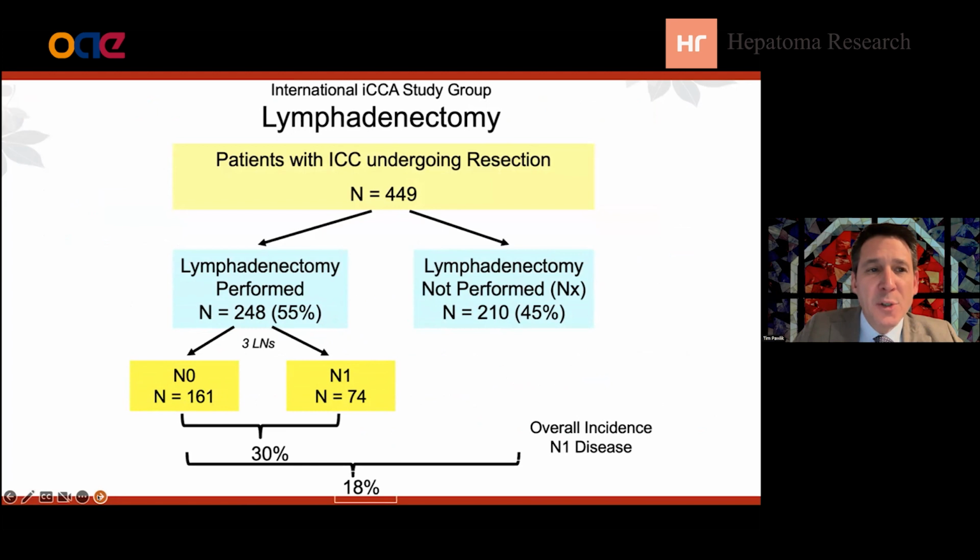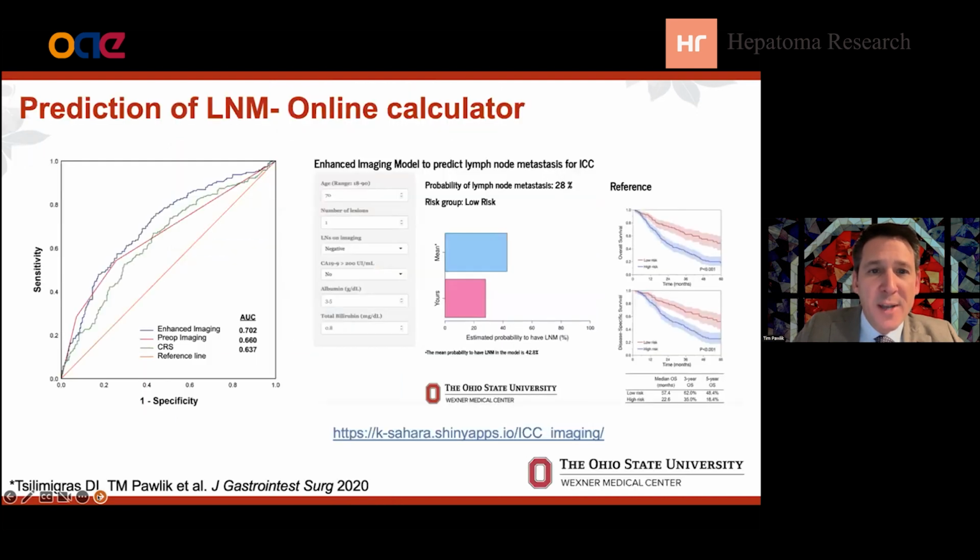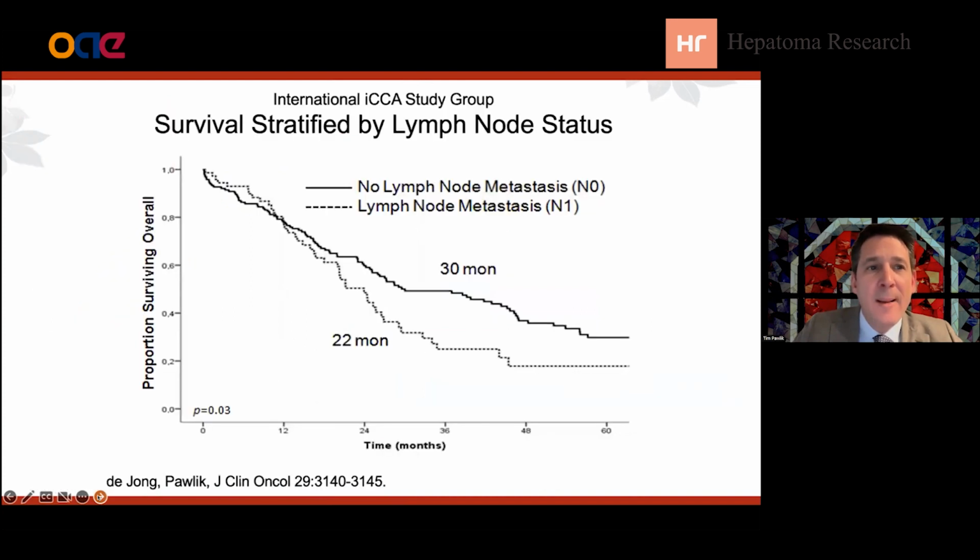And even if you consider those patients who did not undergo a lymphadenectomy to be N0, the incidence is still about 20%. So overall, the underlying incidence of nodal disease is somewhere in the range of 20 to 30%. And trying to use preoperative factors such as imaging or CA19-9 has proven to be pretty weak in our ability to assess whether someone has lymph node metastases or not.